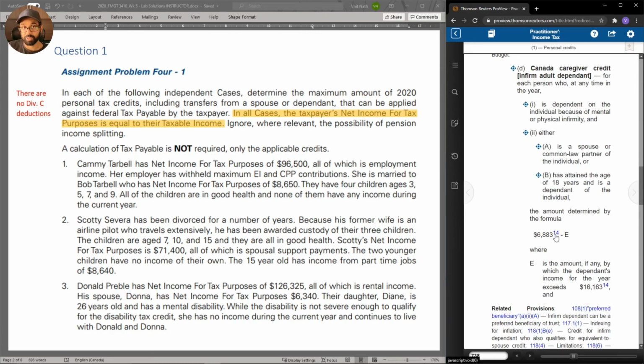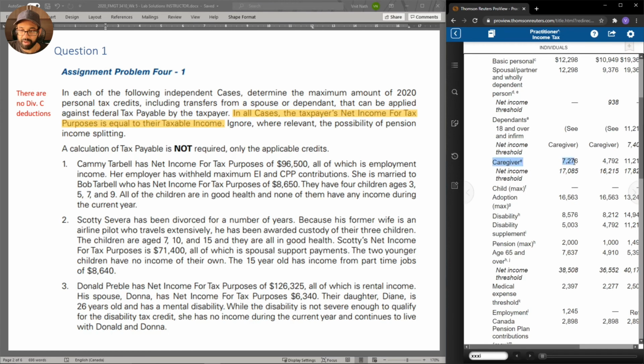That is indexed to inflation. So that is not the current year number. The current year number you can find in the tax reference tables, minus E. And that would be the income of that dependent by how much their income exceeds a certain threshold. That threshold you'll find on the tax reference tables as well. So here it is again. There's the Canada Caregiver Credit of 7,276. And we see the net income threshold right beneath it, 17,085.